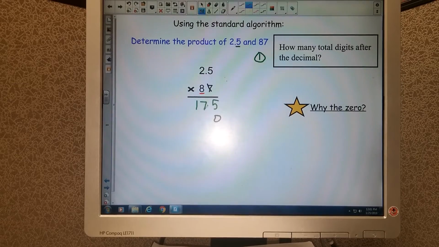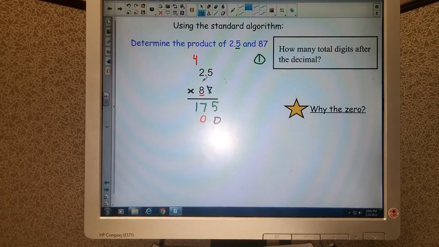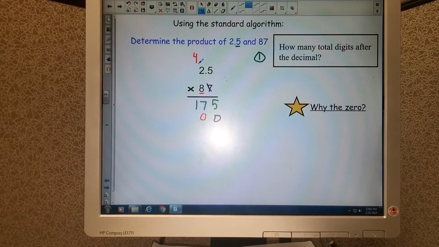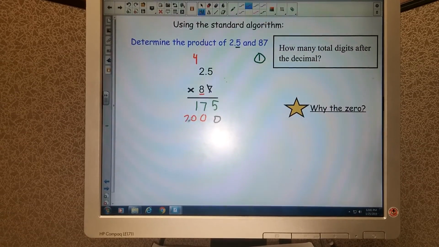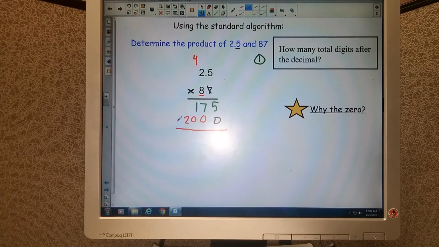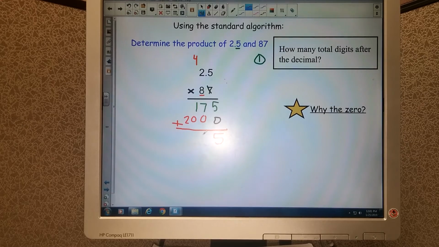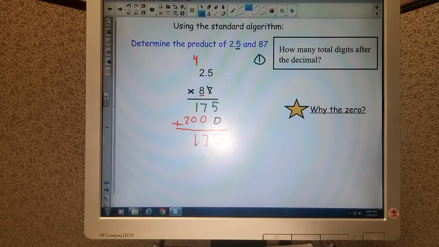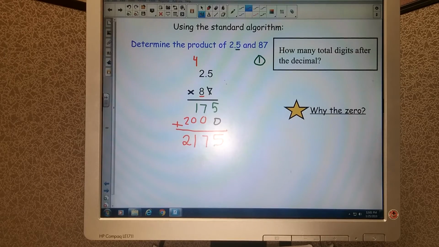So 8 times 5 is 40. I write my 0. I carry my 4. 8 times 2 is 16. 17, 18, 19, 20. And that's it. Now I just find the sum of what I multiplied. 5 plus 0 is 5. 7 plus 0 is 7. 1 plus 0 is 1. 2 plus nothing is 2. I move my decimal place in 1 spot. I have 217 and 5/10.